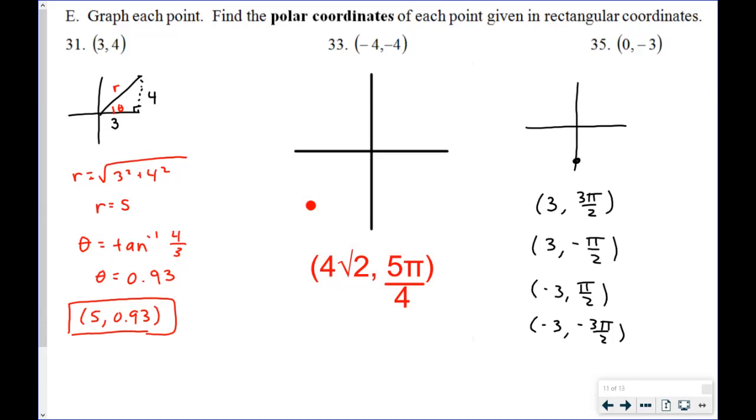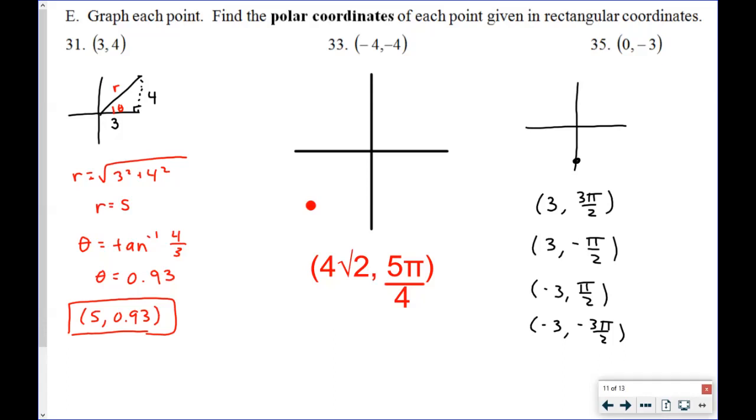Question? Sure. Yeah, that's fine for special right triangles, easy. Not a whole lot of work to show there. Same with number 35.